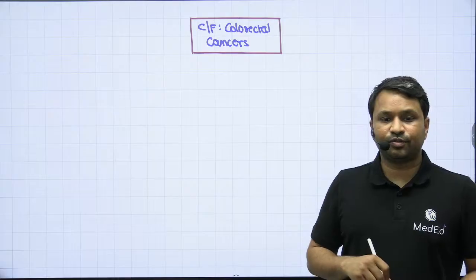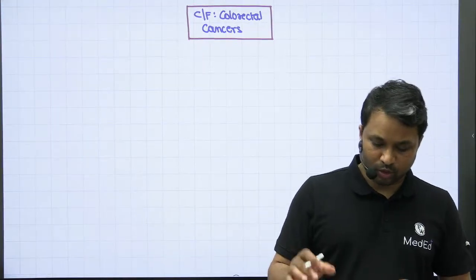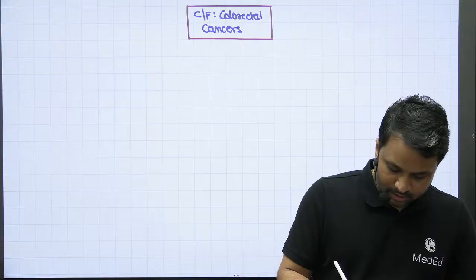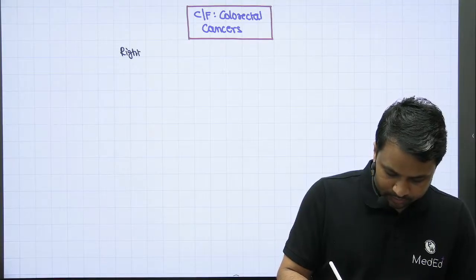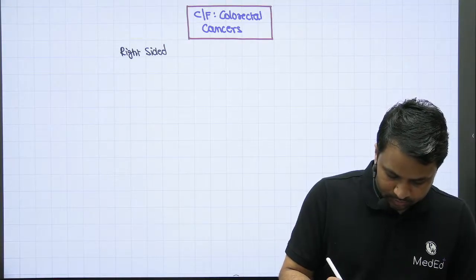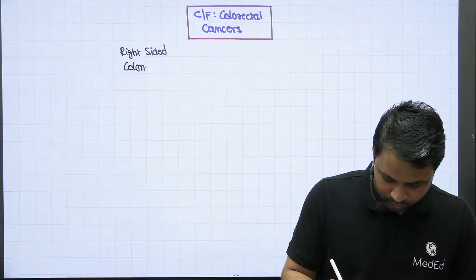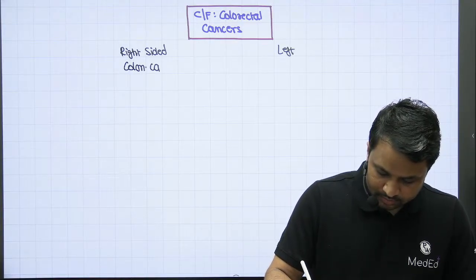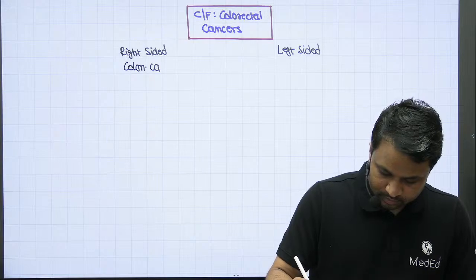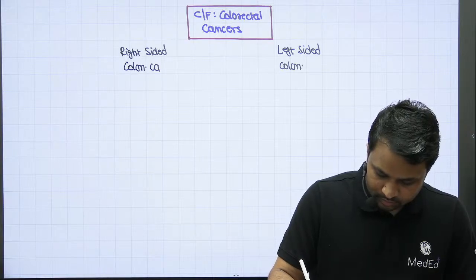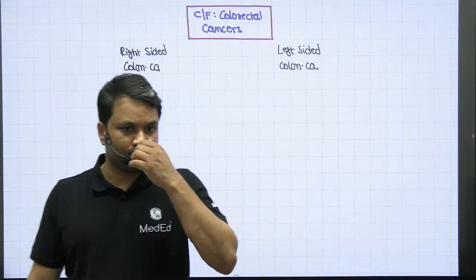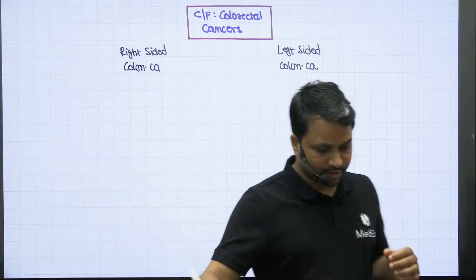So, clinical features of colorectal cancer. Colorectal cancer can be divided into two varieties: one is right-sided colonic cancers, and another one is left-sided colon cancers.